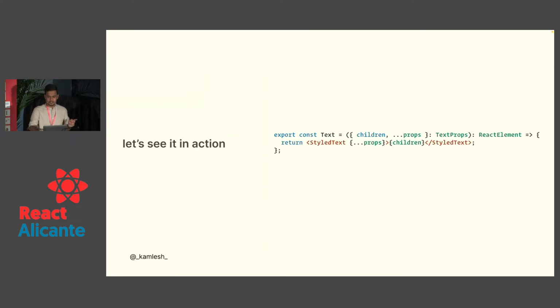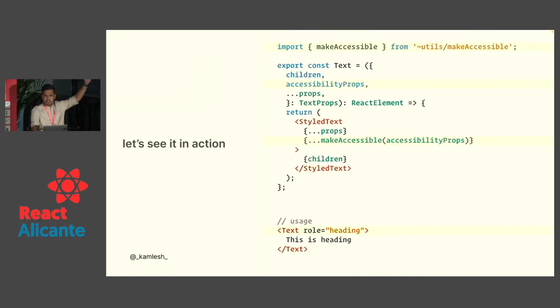Now let's see it in action. Taking the same text component that we just implemented, we'll import the accessible function, accept all the accessibility props from the consumer. Before we render the component, we'll call this function, which will do a lookup to our map and render the respective accessibility prop for the platform that we are trying to build. And then when I come to usage, as a consumer, I'll just say role heading. Now it will just render accessibilityRole on native and aria-role on web.